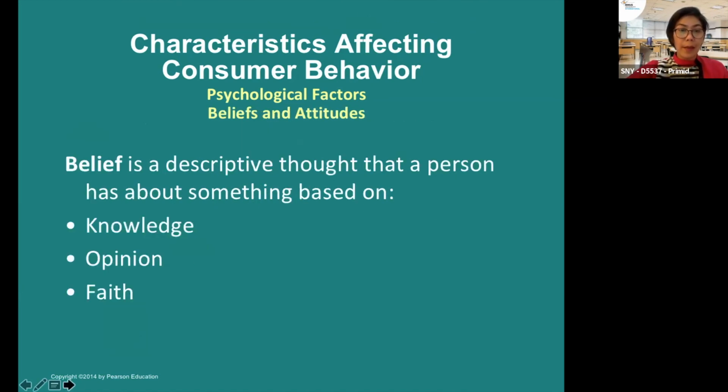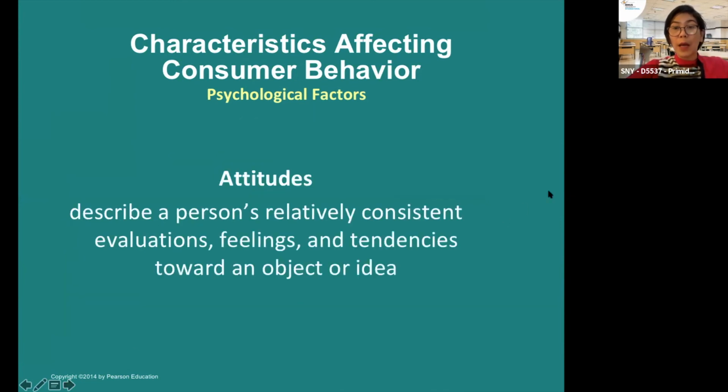All right. I think this is the last one. Beliefs and attitudes. What are beliefs? What are attitudes? So a belief is a thought that we have about something, based on our knowledge, our opinion and our faith. So that's a belief. While attitudes describe our relatively consistent evaluations, our feelings and our tendency toward an object or idea. Basically attitude is our like or dislike tendency towards something. If I like something, that means I have a positive attitude toward that something.